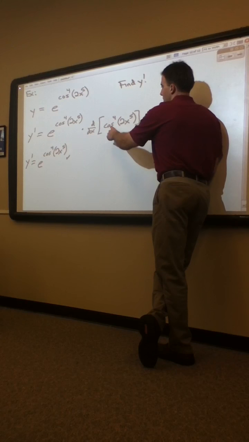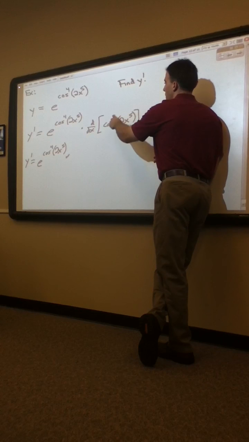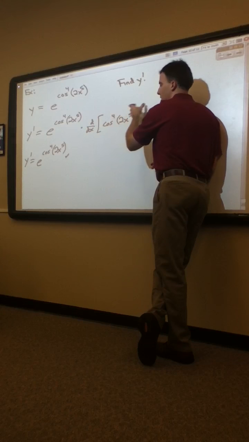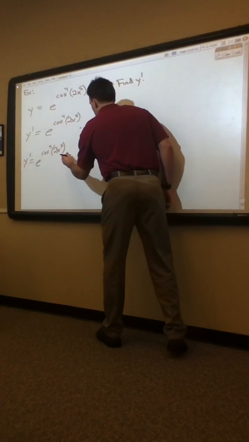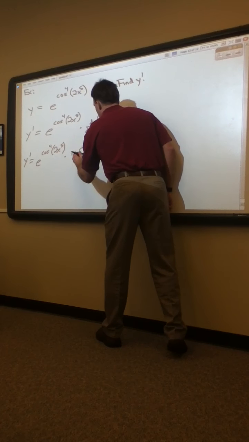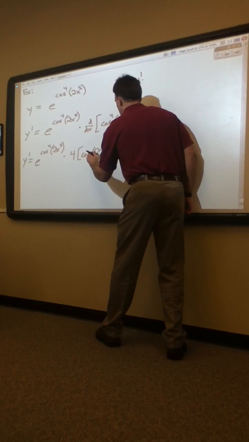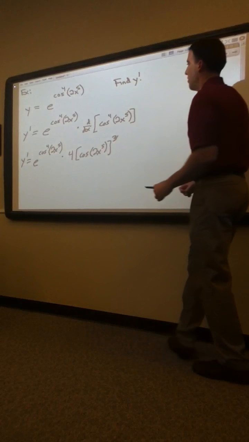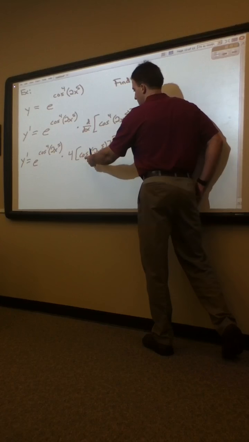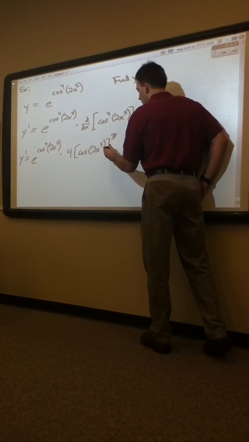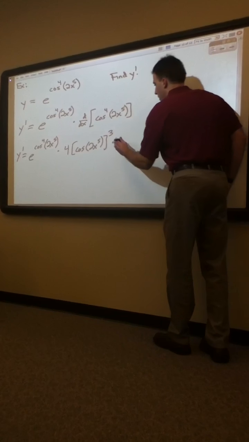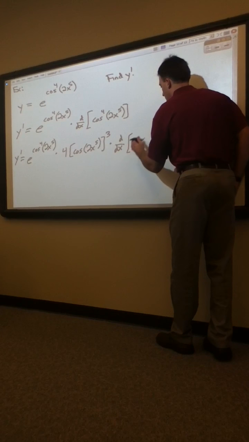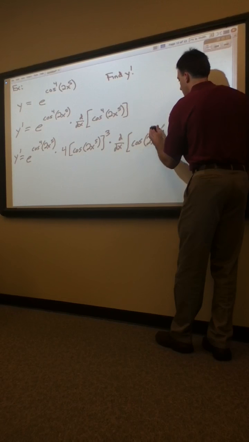The 4 belongs on the outside, yeah. And then we can do 4 times the base to the third. So this would be 4 times the cosine of 2x to the fifth cubed. That's how you take the derivative of the cosine of 2x to the fifth to the fourth power. 4 times the cosine of 2x to the fifth cubed. And then by the chain rule, multiply by the derivative of the base. So multiply by the derivative of the cosine of 2x to the fifth.